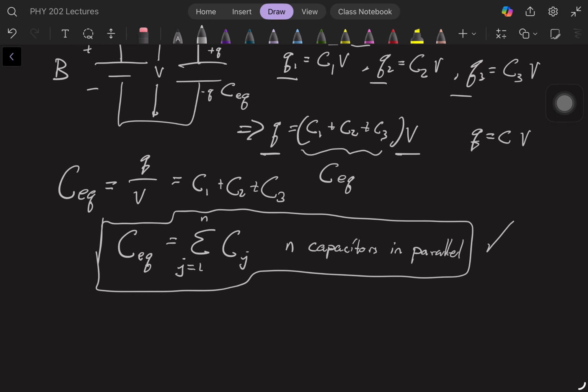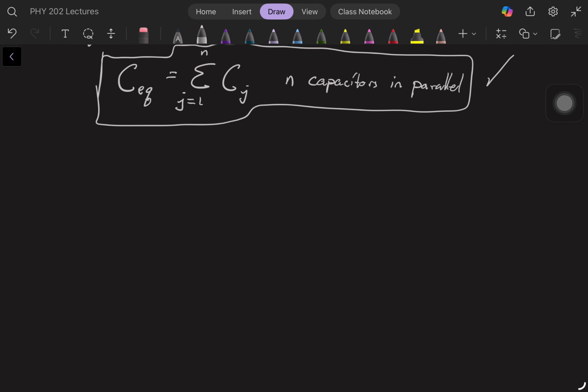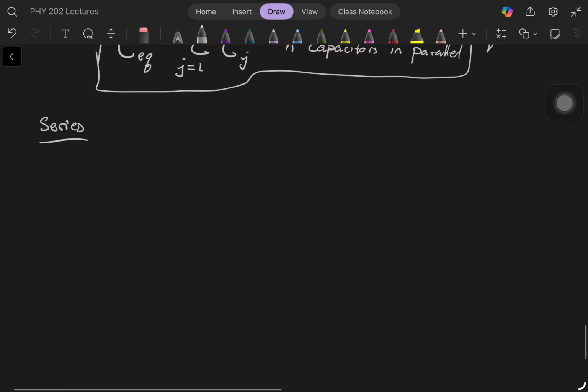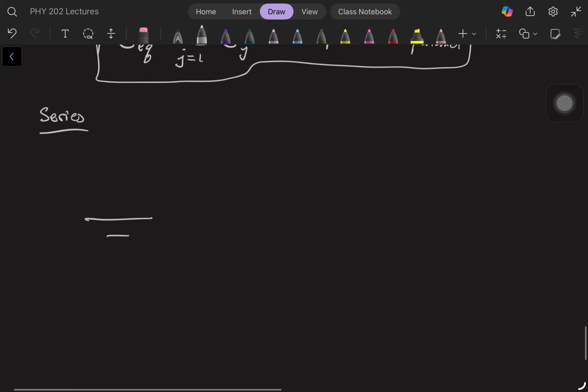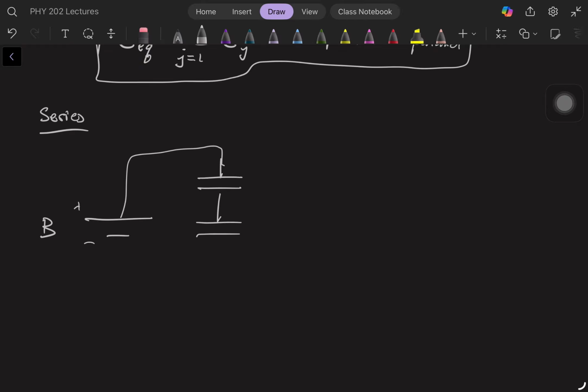Cool. And so what are we going to look at next? Probably series. And so we'll start with something similar. We have a B, positive, negative. It's a bit much. Okay. And so we're going to call that C1, C2, C3.